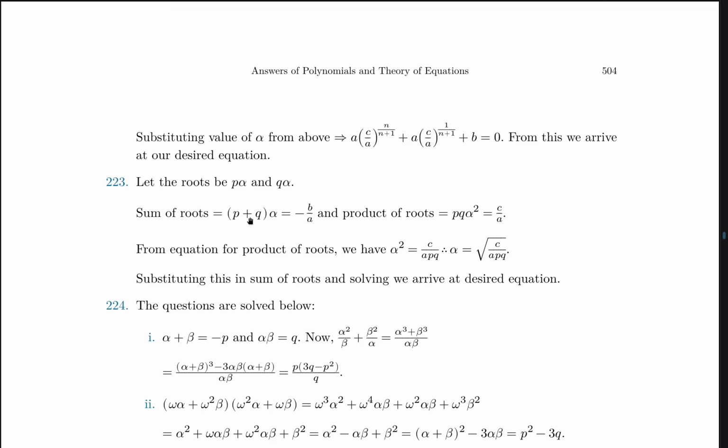Now sum of roots would be p plus q into alpha is equal to minus b by a, and product of roots would be pq alpha square, that is c by a. So from these two equations, we can say that alpha square is equal to c by apq. So alpha is equal to square root of c by apq. Now we substitute this in the sum of roots and we solve, we arrive at the desired equation.